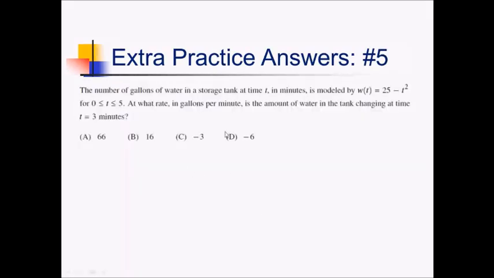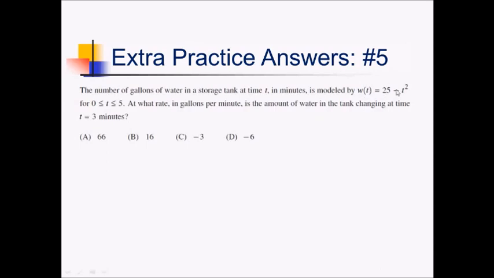For this problem, we have the number of gallons in a storage tank at time t modeled by this w of t function between 0 and 5. At what rate in gallons per minute is the amount of water in the tank changing at time t equals 3? So for this one, we already have the amount of gallons. We want to figure out the rate at which this is changing at 3. So we essentially need to do w prime of 3.